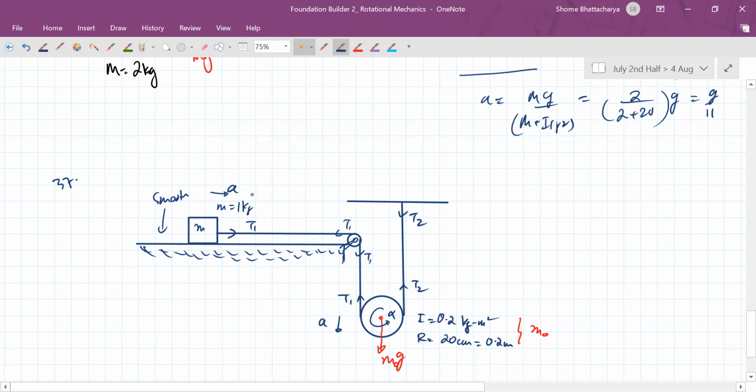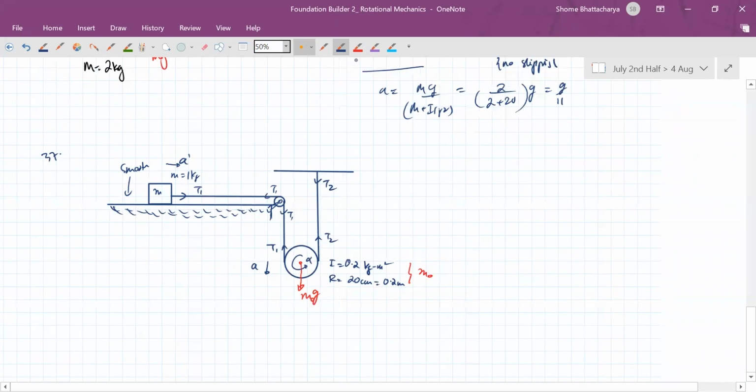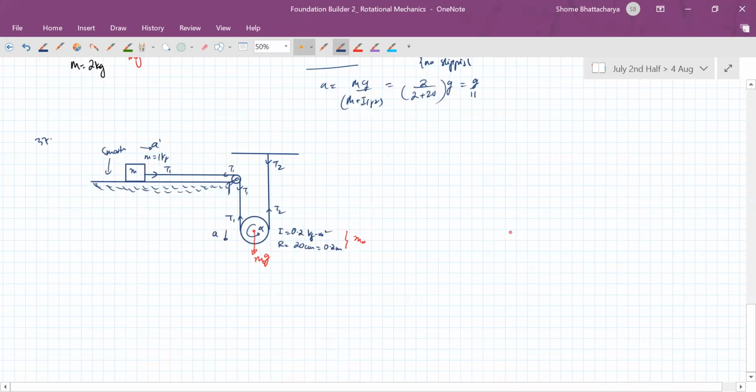And this is going with some acceleration a prime, let's say. Okay. So first of all, there's a constraint relation over here. Thread length conservation wise, you can see that if this pulley comes down through a distance of x, it will pull 2x amount of thread. So this will have to move by a distance of 2x. Okay. So therefore, my acceleration a prime will be equal to 2a. That's my thread length conservation.